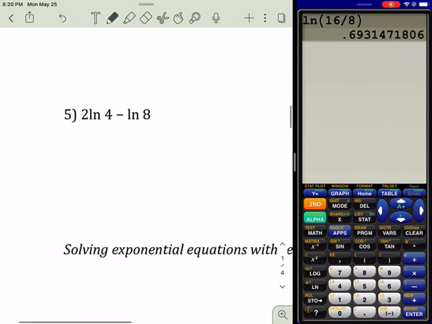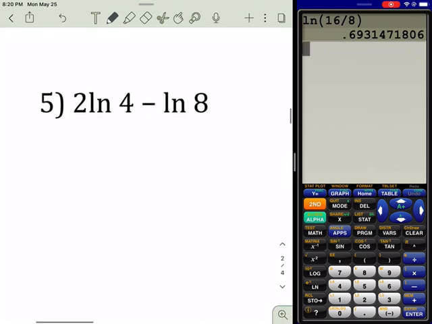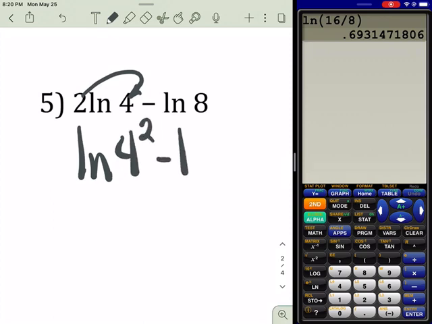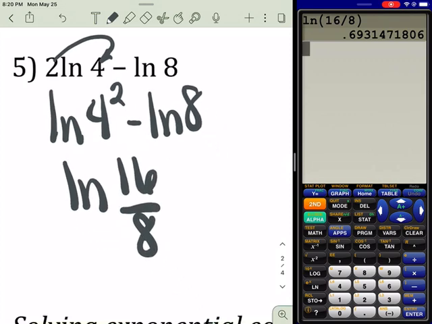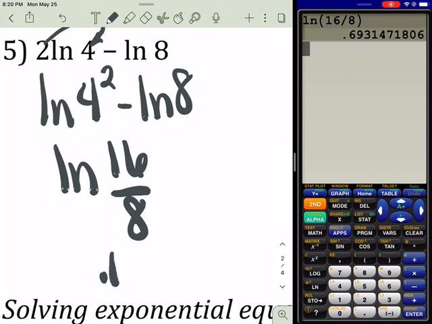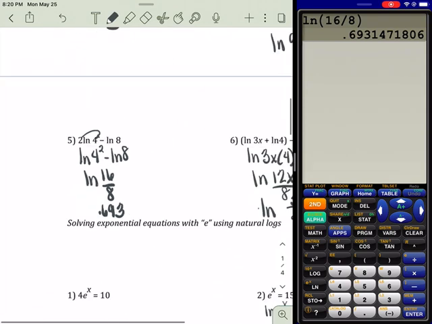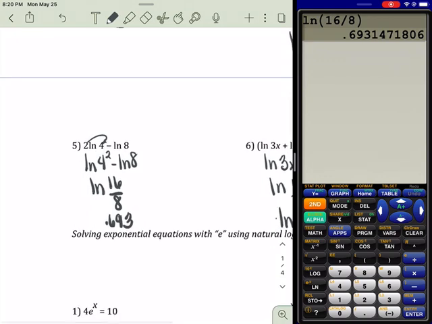All right, let's try another one. 2 ln 4 minus ln 8. Okay, so the 2 is going to come up here as an exponent. So ln of 16 over 8. Oh, we did that earlier, which is 0.693. Okay, why don't you pause the video and try the even ones on the right-hand side.